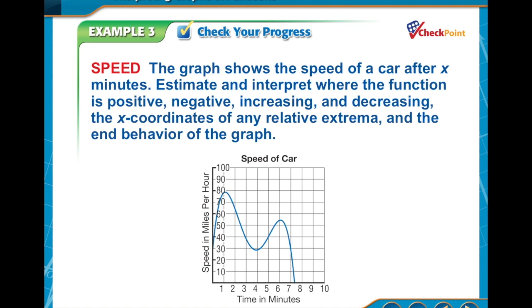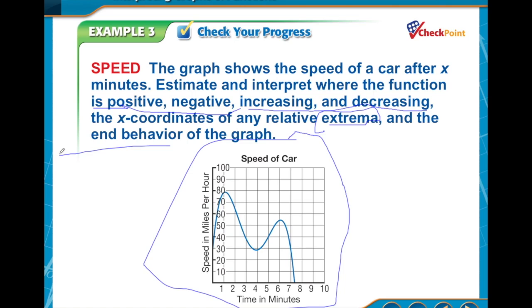Okay, looking at example 3. We want to draw a quick sketch for the speed of the car. So take some time to do that. And now let's look at what we're asked to do. So we need to find out the same things. Where is it positive? Where is it negative? Where is it increasing and decreasing? And where are any extrema? And we can also describe the end behavior.